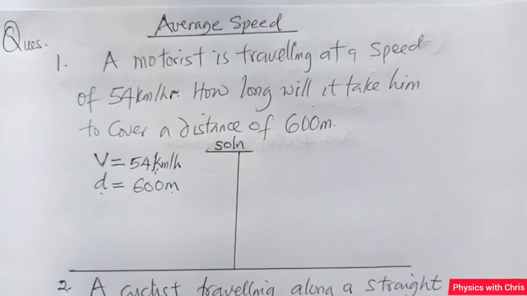A motorist is traveling at a speed of 54 kilometers per hour. How long will it take him to cover a distance of 600 meters? The speed is given, and the distance is given. How long, that is time.